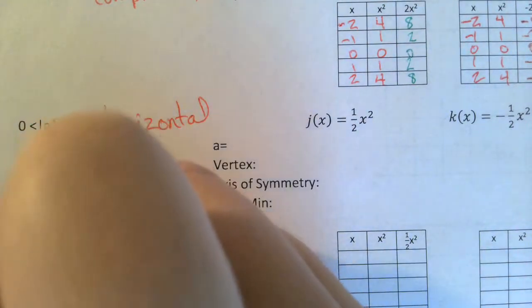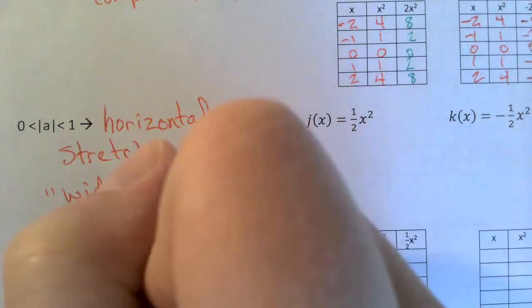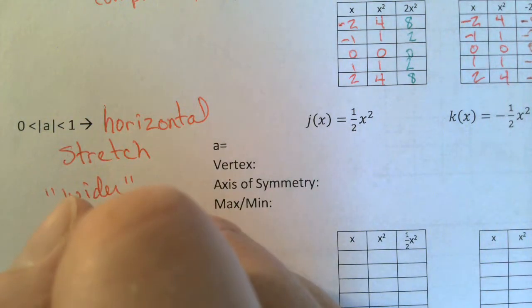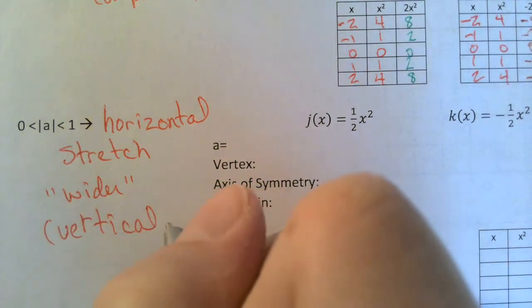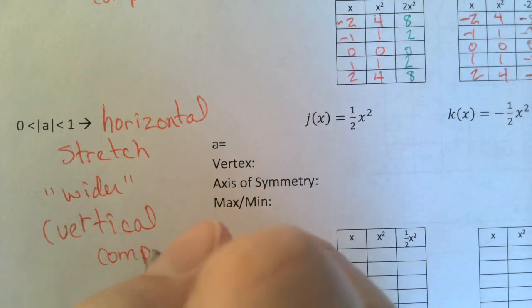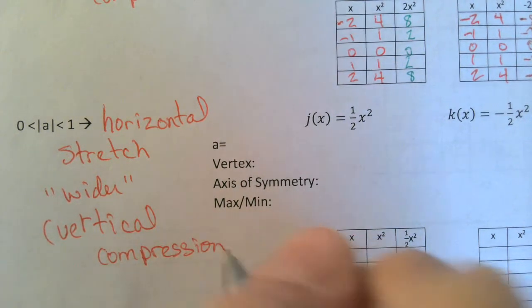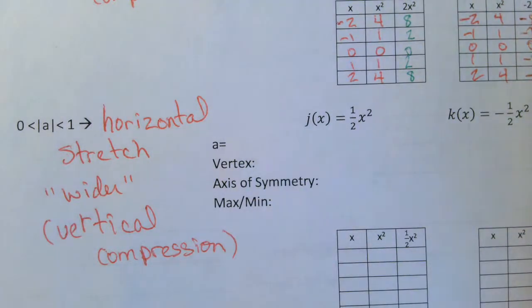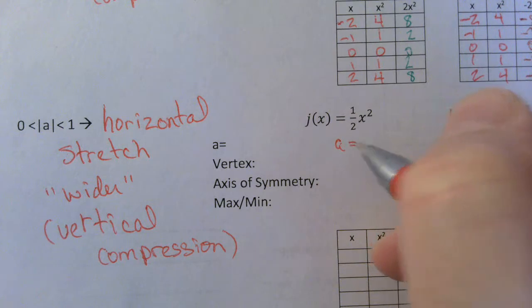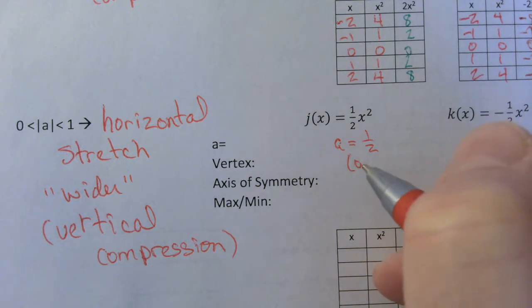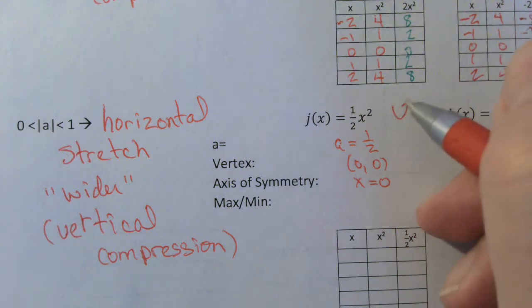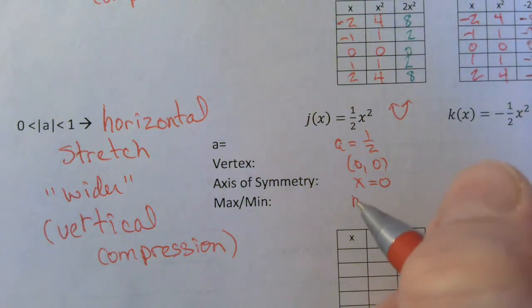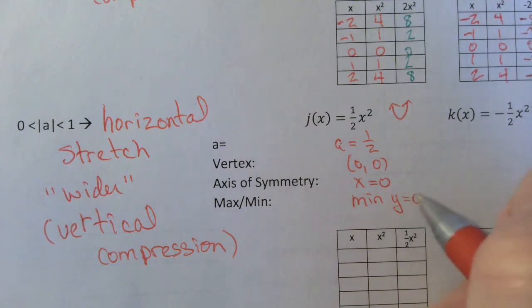It will make the graph look wider. And the other term for horizontal stretch would be a vertical compression. If I come down and I smash it down, it will look wider. Okay, so with that in mind, I've got my 1/2 x squared. So a is a half. The vertex, there's no shift. The axis of symmetry is still at 0. This is opening upward because it's positive, so it's a minimum value at y equals 0.